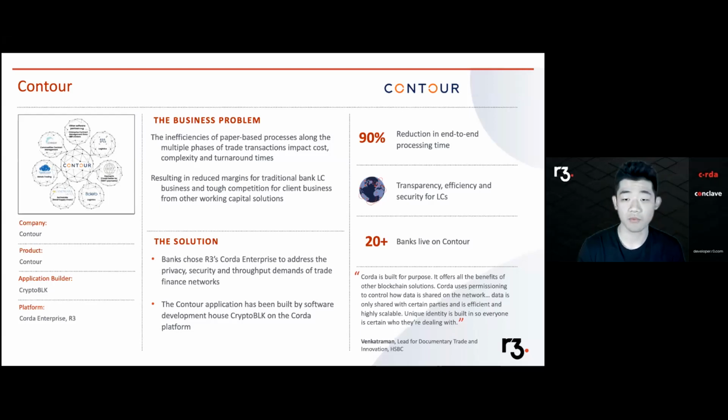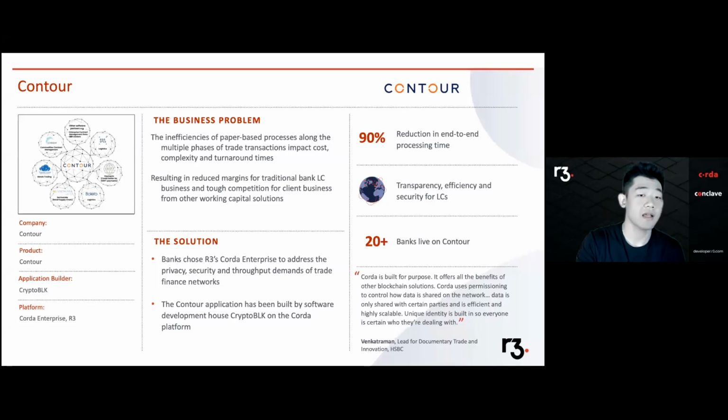So right now we are able to reduce 90% of the process time to come to the settlement. Since we are on the blockchain, on DLT, we are also providing transparency, efficiency, and security for the letter of credit business. And right now we have more than 20 banks, primarily in APAC, live on Contour. So that's our Contour project.